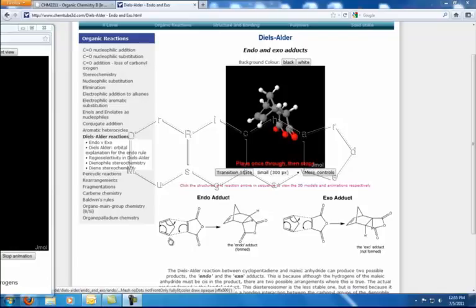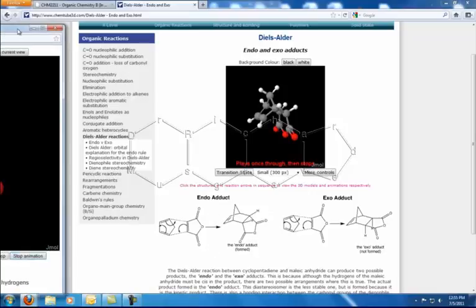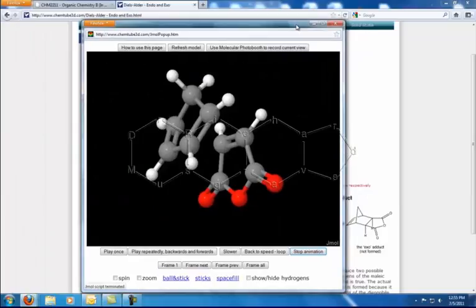So you can see that what's going to happen is we're joining this C at the end of the diene to this C at the end of the dienophile, and this C at the end of the dienophile to this C at the diene. So we end up with this kind of product where we end up with a double bond here and new bonds between here and here. Now the two ways that we can add are called endo and exo. The endo one is the one I'm going to show you first, and here is a 3D animation of it.